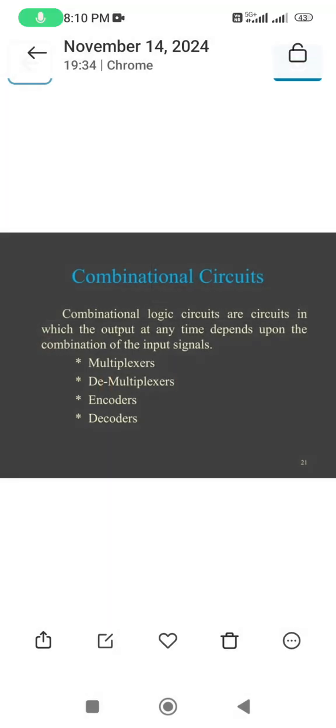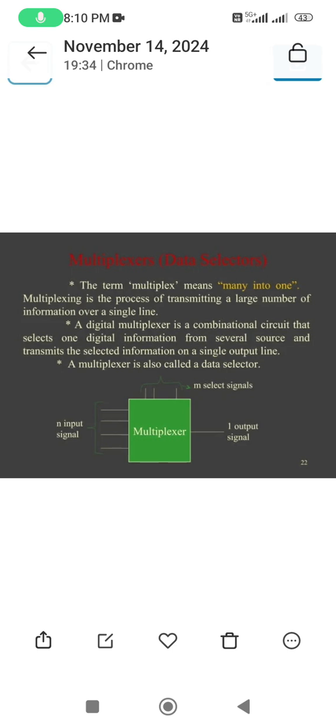A combinational circuit is a circuit in which the output at any time depends upon the combination of the input signals. That is, the multiplexer, demultiplexer, encoders and decoders are the combinational circuits. So here we are going to see about the multiplexers.